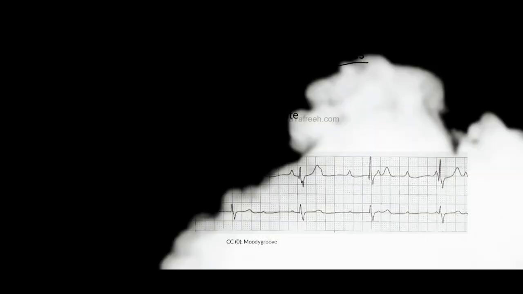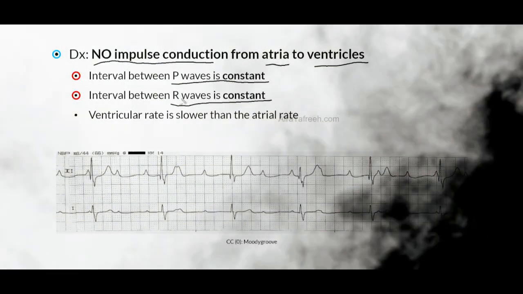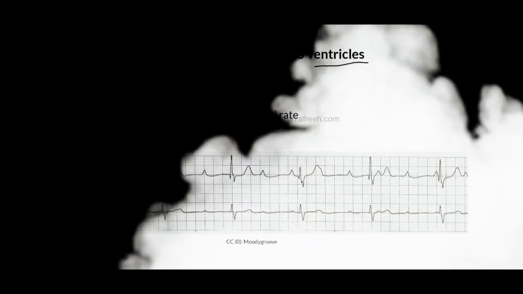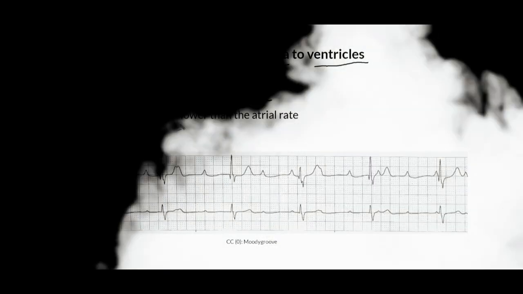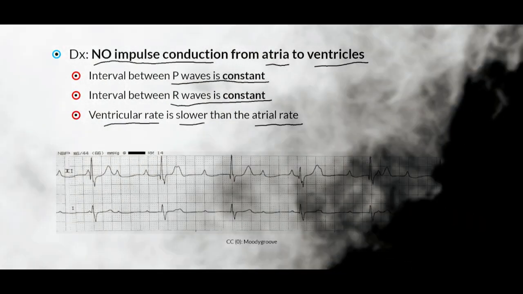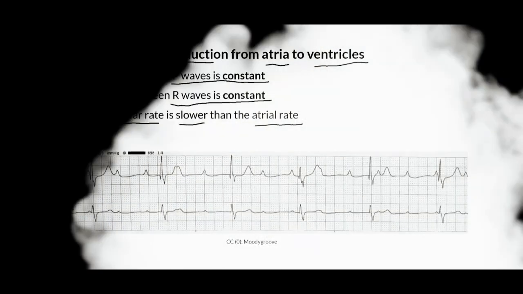However, these constant intervals for the P waves and for the R waves will be occurring independently of one another. And one other additional clue that we will see on EKGs is that the ventricular rate is going to be slower than the atrial rate, and therefore R waves will occur more infrequently than the P waves.